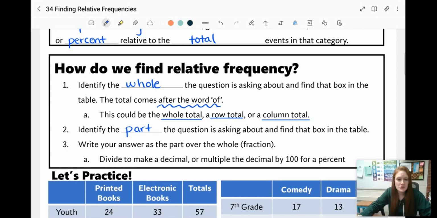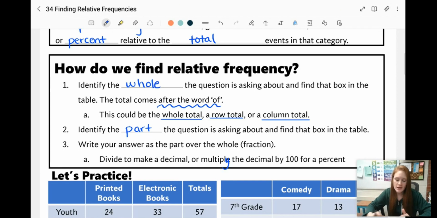The last step is to write your answer as the part over the whole. It will look like a fraction. You could divide those to make a decimal, or multiply, that should say multiply, not multiple, multiply the decimal by 100 for a percent. And the reason we're giving you those is oftentimes these are multiple choice questions. And so we need you to be familiar with that a fraction could be a correct answer, a decimal could be a correct answer, or a percent could be a correct answer. So when we do these practices down below, we're going to write our answer as each of those. And that's a good tool to have in your notes.